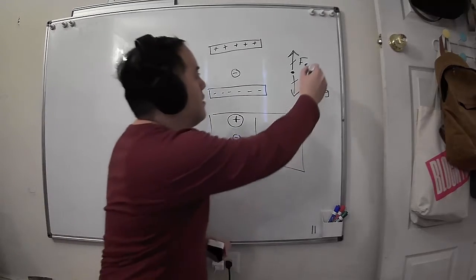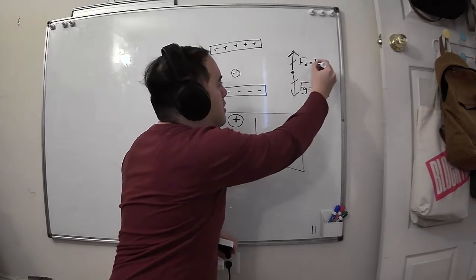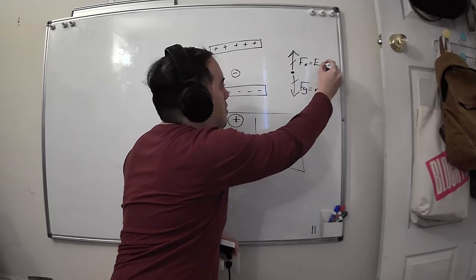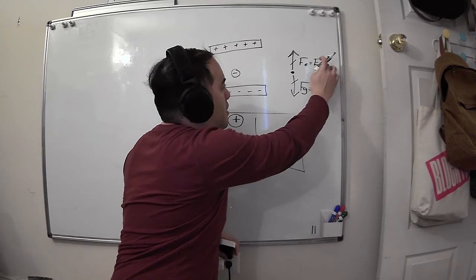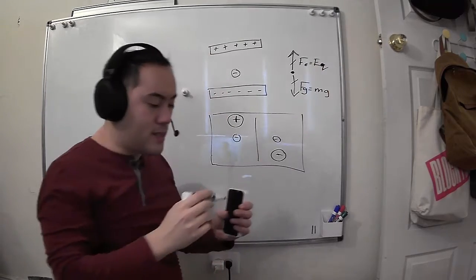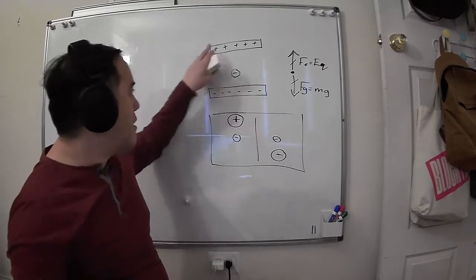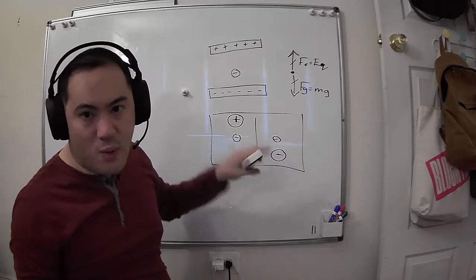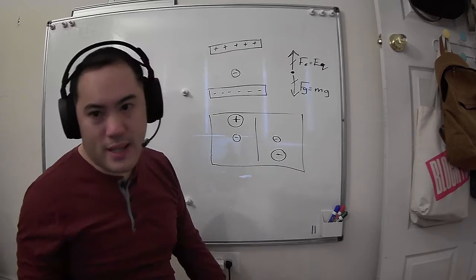Fe is Eq. To make the experiment work very well, he needed to make Eq constant everywhere inside the plates, not just at one specific location, because that made the experiment a lot easier.